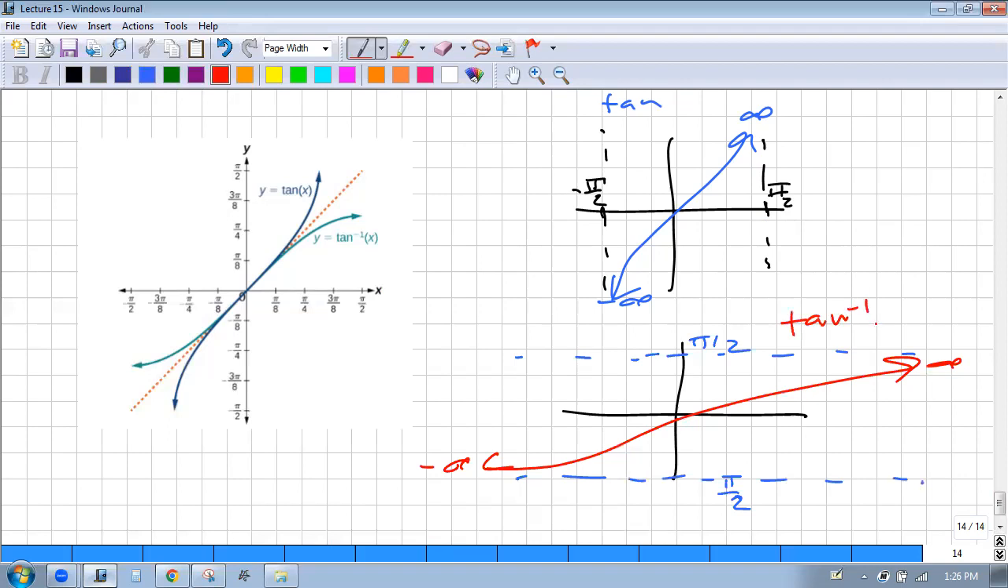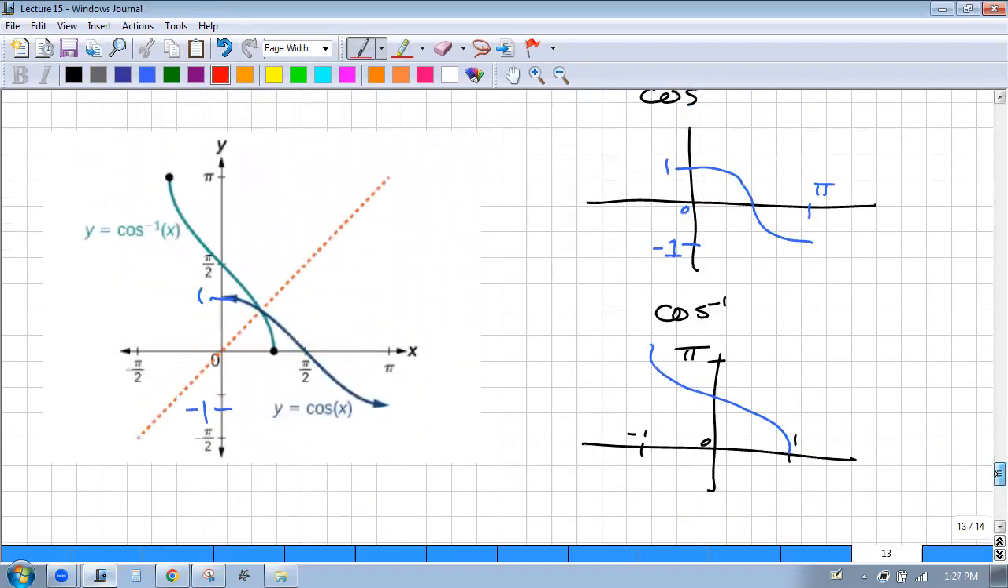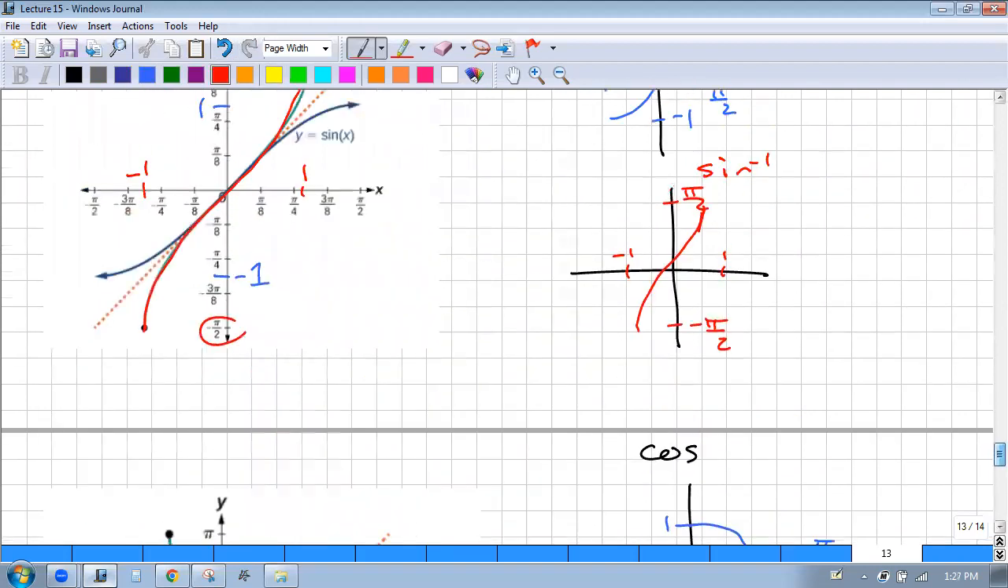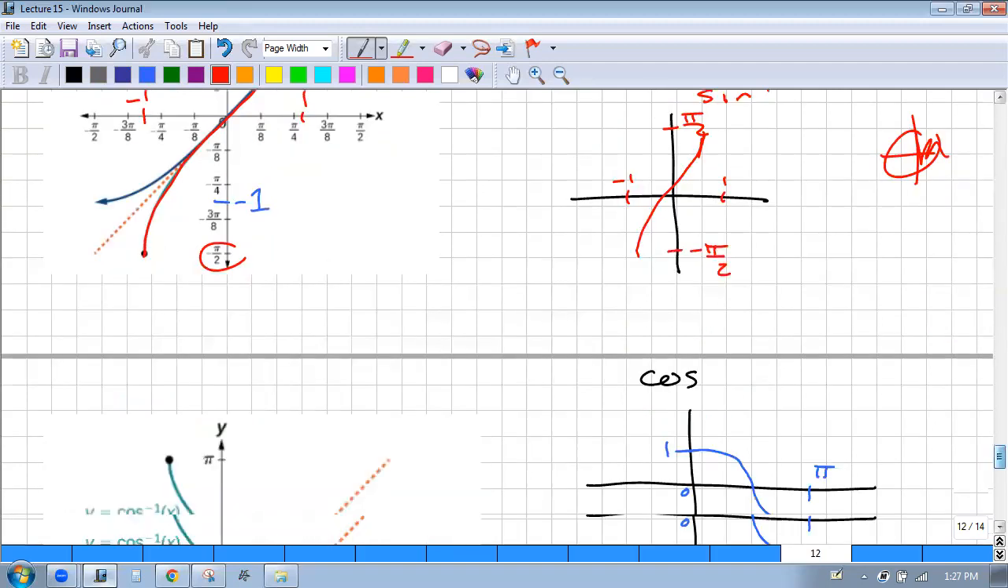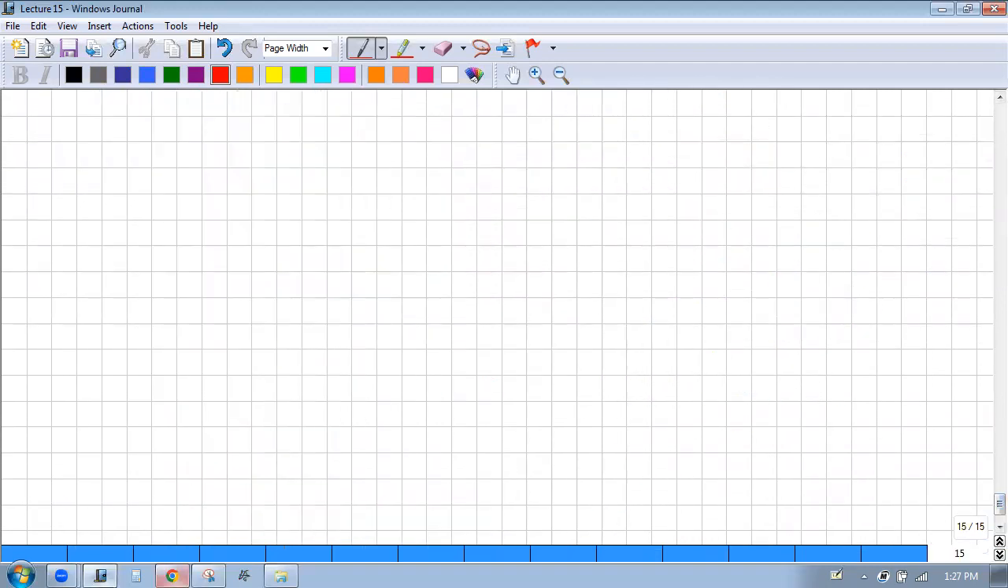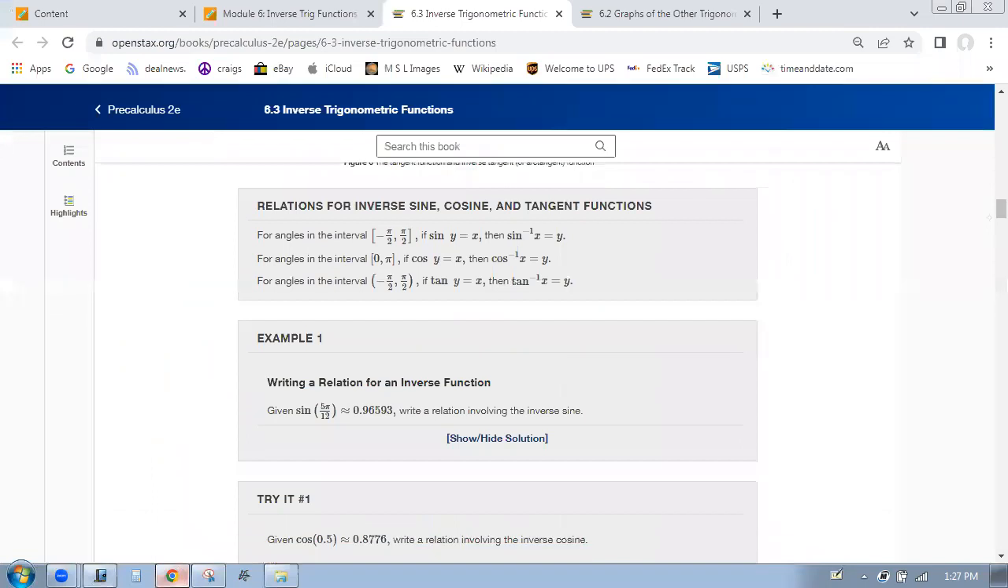Tangent inverse, okay? Minus pi over 2 to pi over 2, the right side of the unit circle, right? Again, the right side of the unit circle. Cosine inverse, 0 to pi, top half of the unit circle. Sine inverse, minus pi over 2 to pi over 2, the right side of the unit circle, right? Angles come out of the inverse trig function because angles go in to our trig function. So we're just doing trig backwards, that's all.